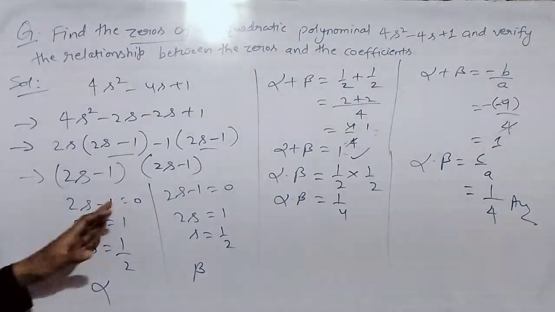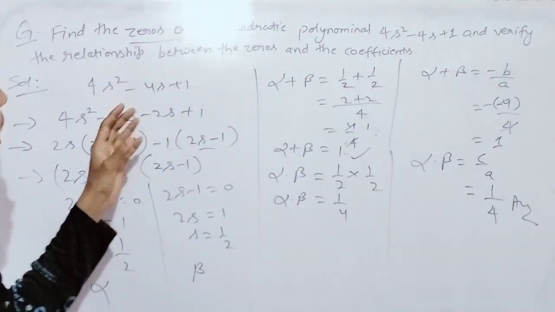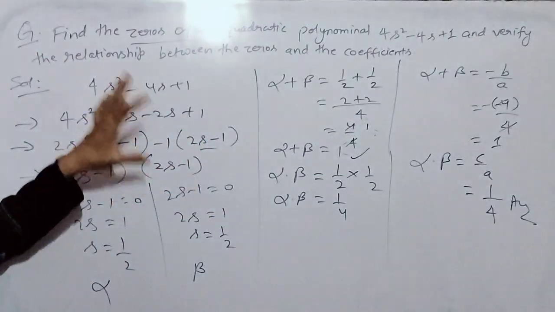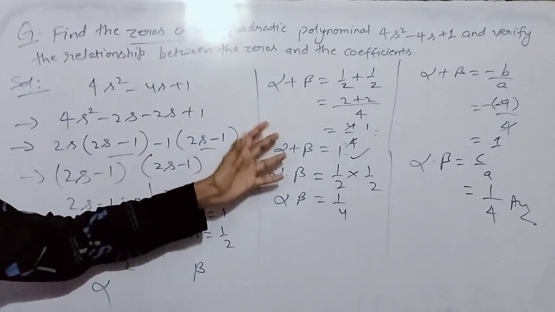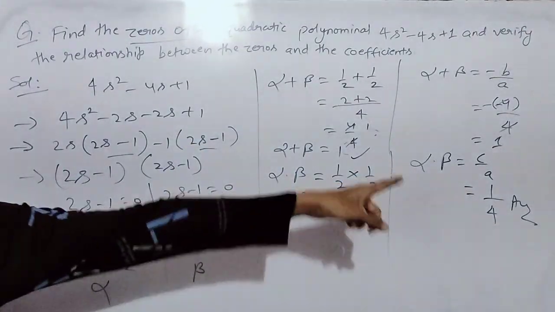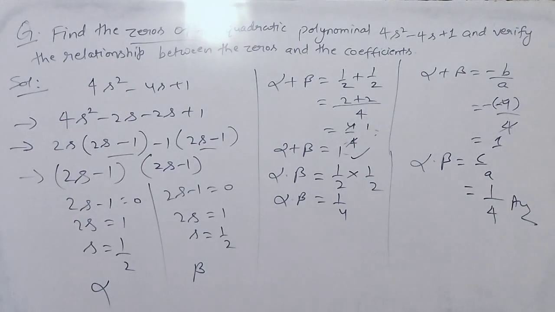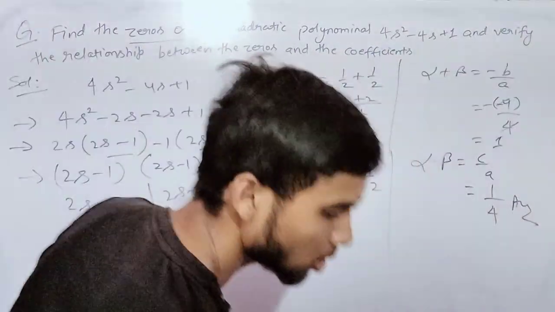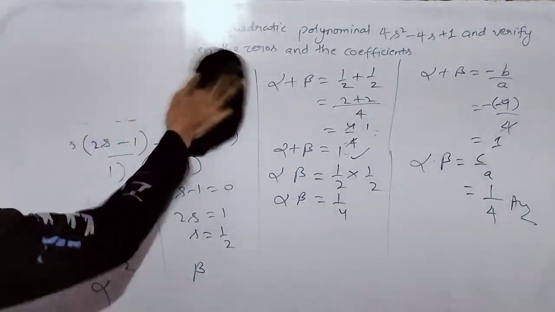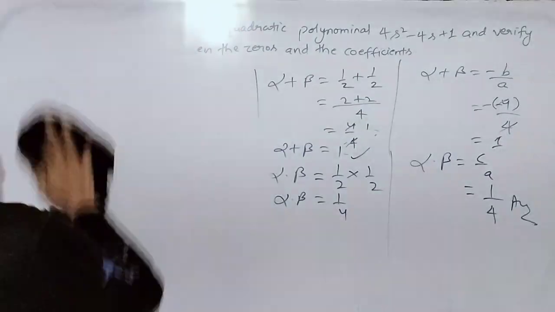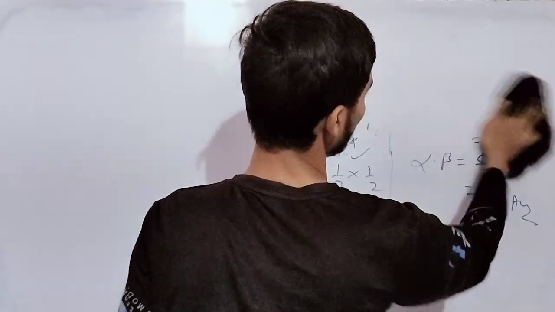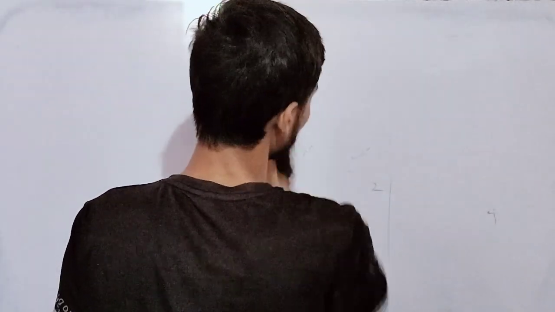So we have found the zeros of this polynomial, and we found the relationship between the zeros and coefficients, this and that. Next question.